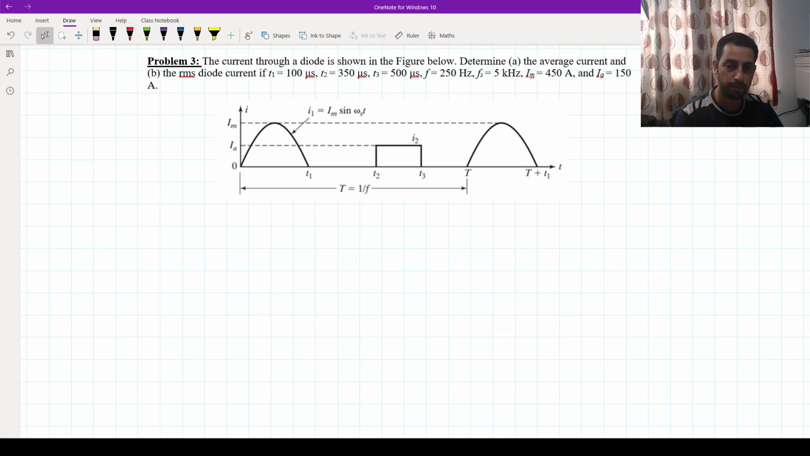Let's now jump to problem number 3. The current through a diode is shown in the figure below, which is i(t). Determine the average and RMS values for this diode current, if T1, T2, T3 have these values, the frequency is 250, and Fs is 5 kilohertz. We will use Fs just to get this value, which is omega s, and I max, and I know IA equals 150 amperes. So we have some values here that are the peaks for this sine wave part and the maximum for this function here.